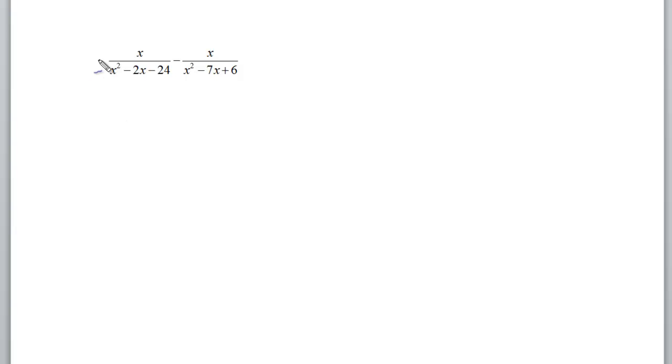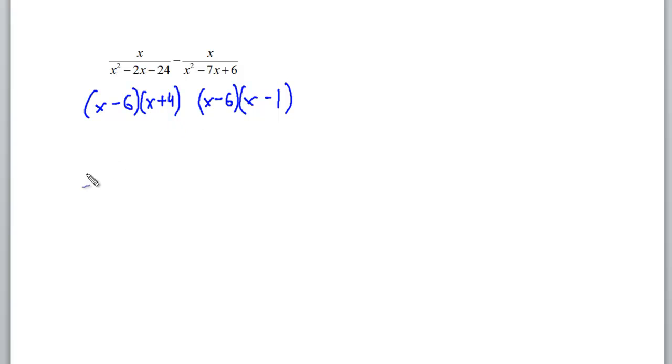All right. Here we have a problem with a lot of factoring in the denominator. So we're going to start off with two numbers that multiply to make negative 24 and add to make negative 2. And those numbers are x minus 6 and x plus 4. Negative 6 and 4 make negative 24. Negative 6 plus 4 make negative 2. Now can you think of two numbers to multiply to make a positive 6 and add to make a negative 7? It's going to be x minus 6 and x minus 1.